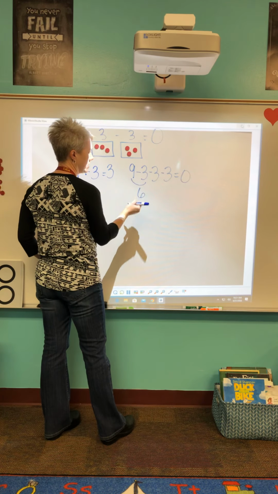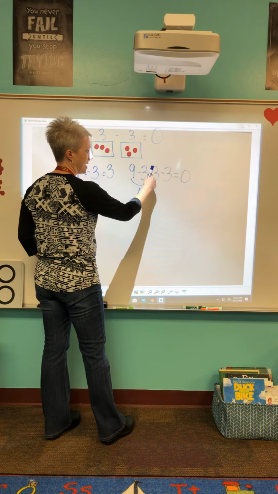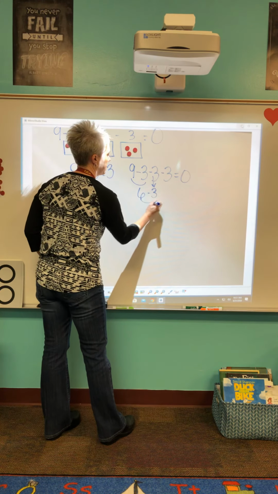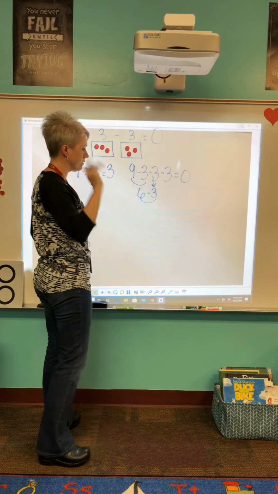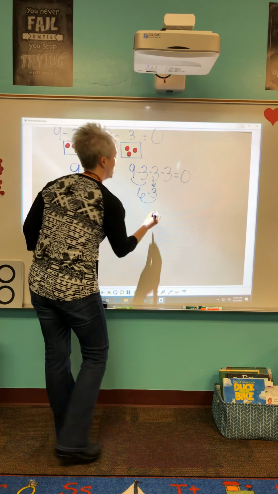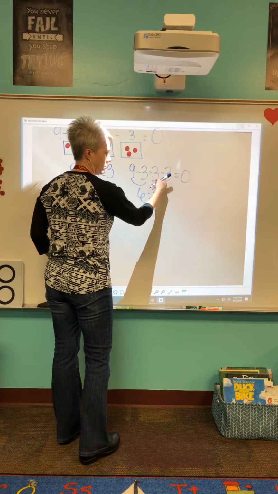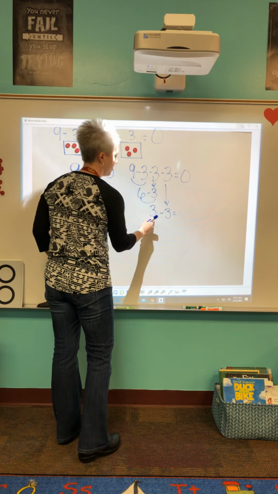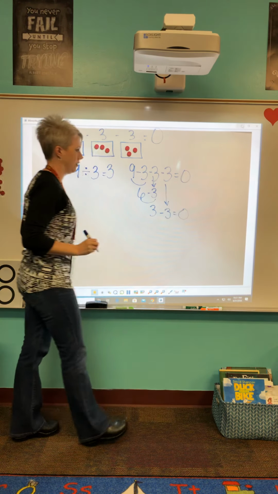9 minus 3 is 6. Now I need to subtract this 3, so I'm going to bring it down. 6 minus 3 is what? Yell it out. Good job. 3. I still have to use this one, so I'm going to bring it down and take it away. 3 minus 3 is 0.